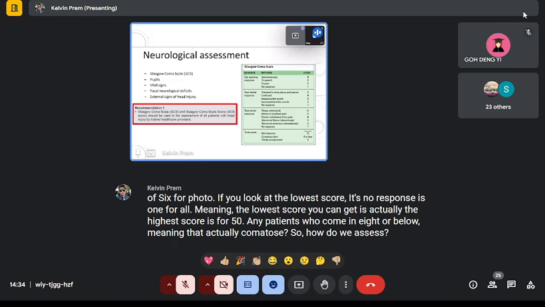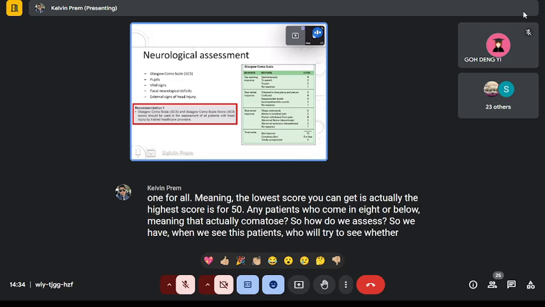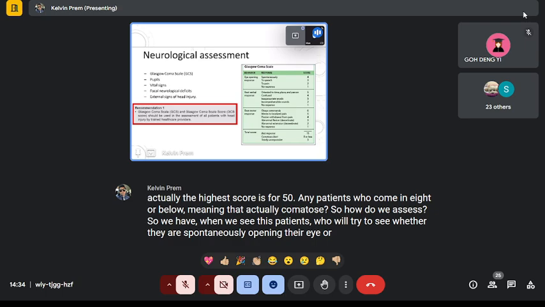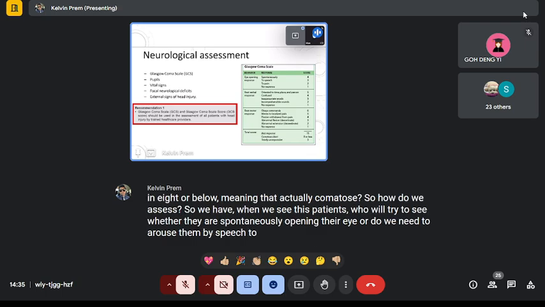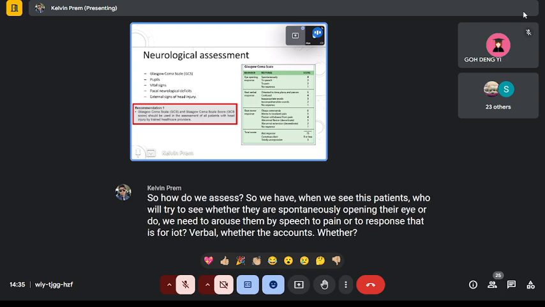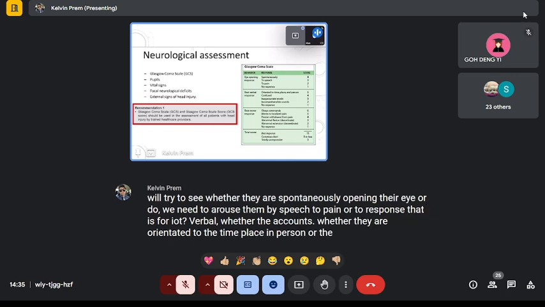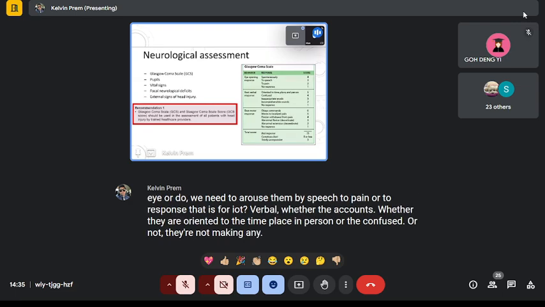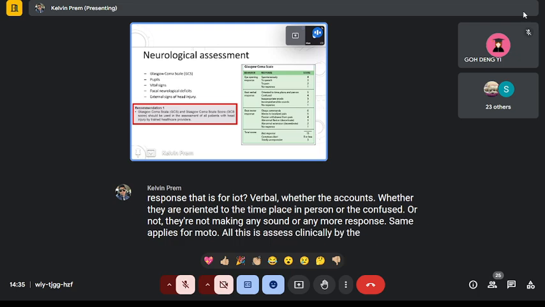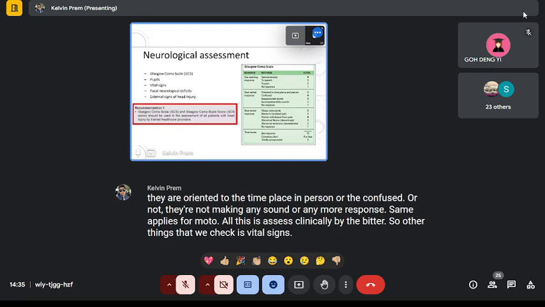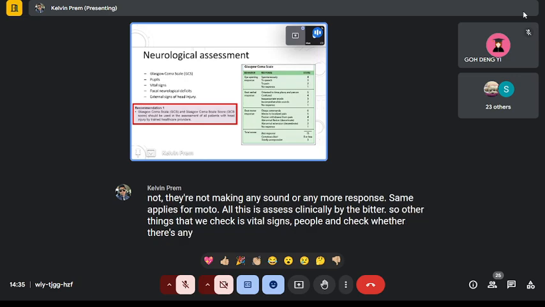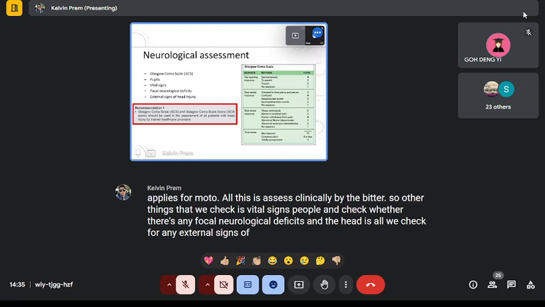So how do we assess? When we see these patients, we try to see whether they are spontaneously opening their eyes, or whether we need to arouse them by speech or pain. That is for eye opening. For verbal, whether they are oriented to time, place, and person, or confused, or not making any sound at all. The same applies for motor. All this is assessed clinically at the bedside. Other things we check are vital signs, pupils, and whether there are any focal neurological deficits. And for the head itself, we check for any external signs of head injury.